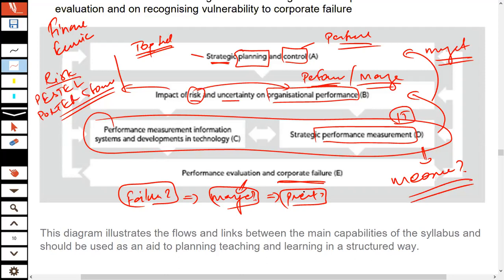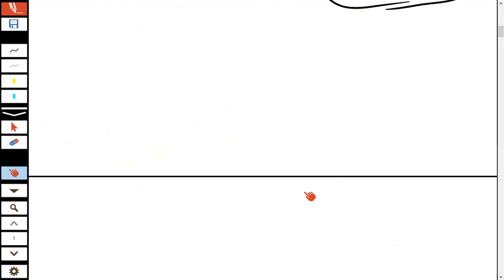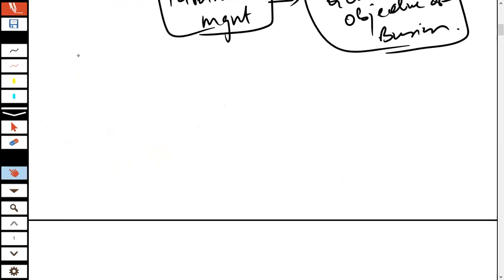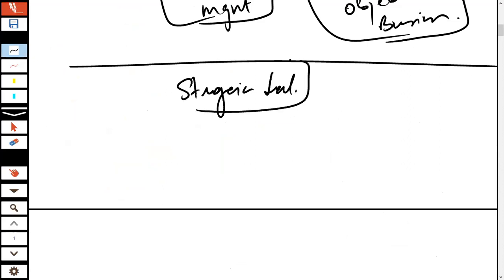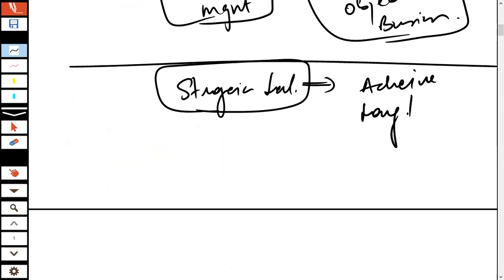So to sum up, if I talk about this P5, the APM paper, I would simply tell you that it's one of those papers that operates at the strategic level of the organization. And what is it that it actually focuses upon? It focuses upon how you would be able to achieve your organization's long-term goals. So this is what this specific paper focuses upon.